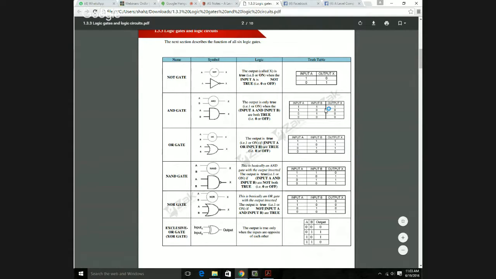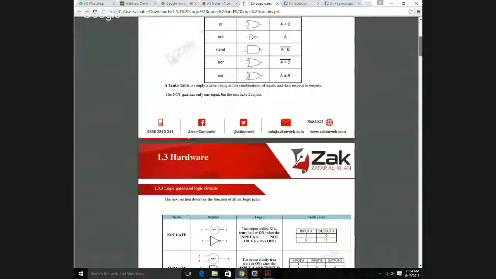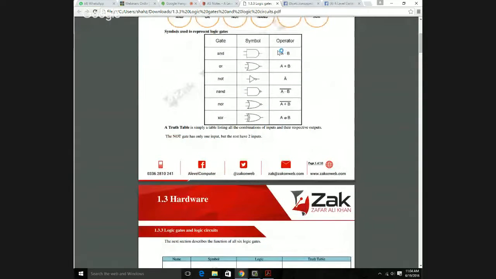One more thing to cover here is that you should also be familiar with these operators as well. This means A dot B, because dot basically means multiplication.